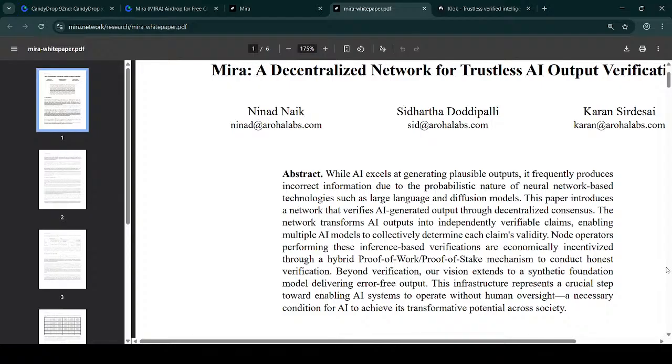each claim's validity. Node operators perform the inference-based verification, and they are economically incentivized through a hybrid proof of work and proof of stake mechanism to conduct honest verification. Beyond verification, our vision extends to a synthetic foundation model delivering error-free output. This represents a crucial step toward enabling AI systems to operate without human oversight, a necessary condition for AI to achieve its transformative potential across society, guys.